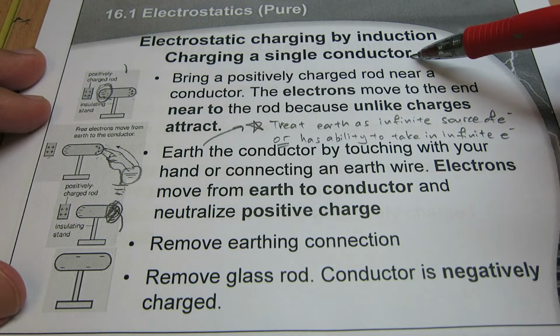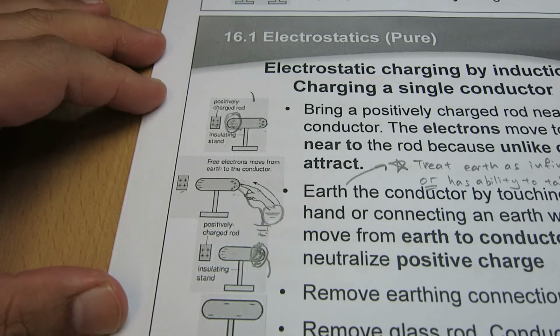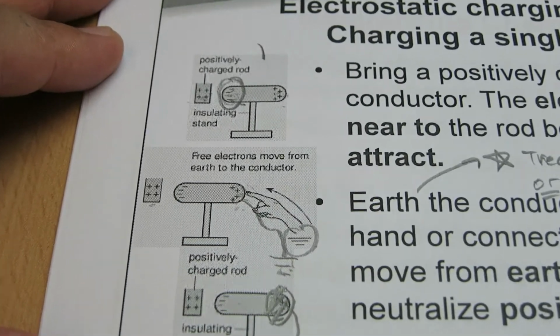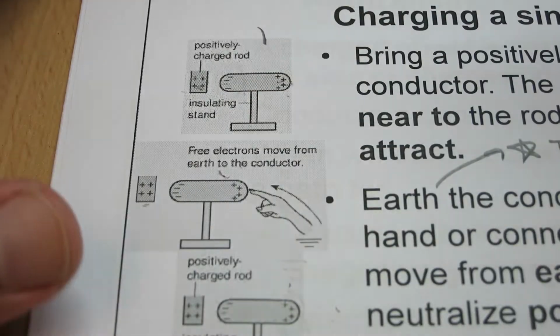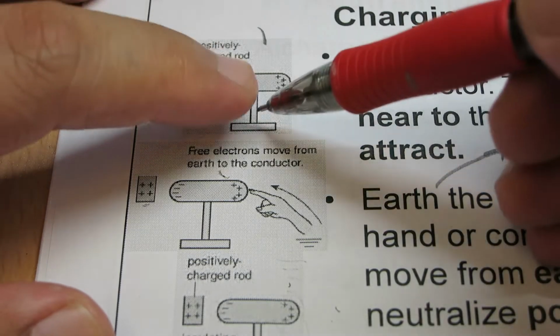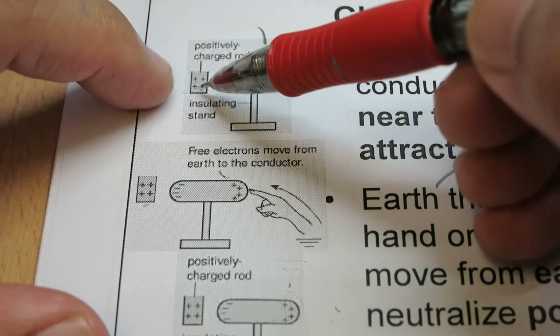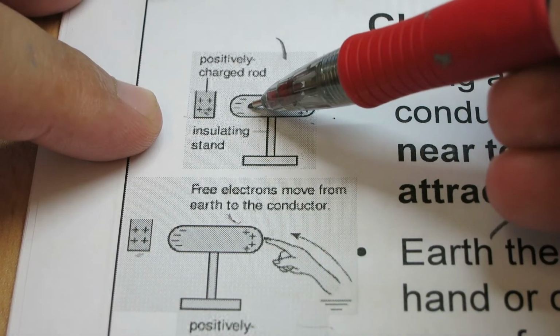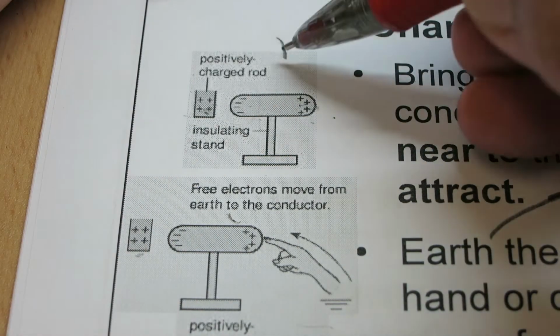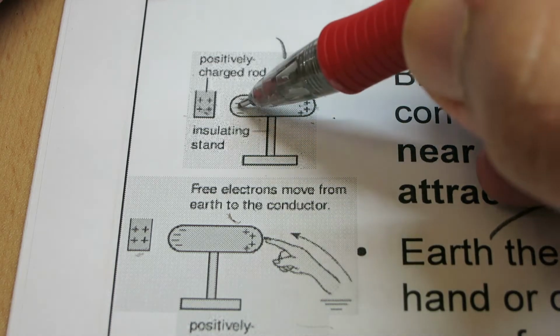Alright, charging via a single conductor. How it works is pretty similar to the two metal spheres, except that there is the inclusion of an earth wire. So let me just talk about it. If I have a conductor on an insulating stand and I bring a positive charge close to it, then the electrons, what would you guess is the explanation as to why the charges appear here?